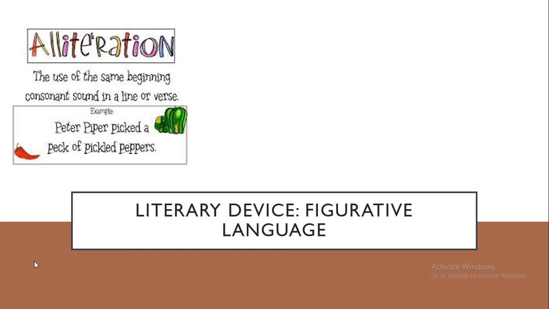And again, we probably learned alliteration in seventh grade, but this is just to review this one. Alliteration is the use of the same beginning consonant sound in a line or verse. For example, Peter Piper picked a peck of pickled peppers. So the consonant sound that's repeating there is the letter P. That will let us know that this is alliteration. I'll give you a moment to write that down.